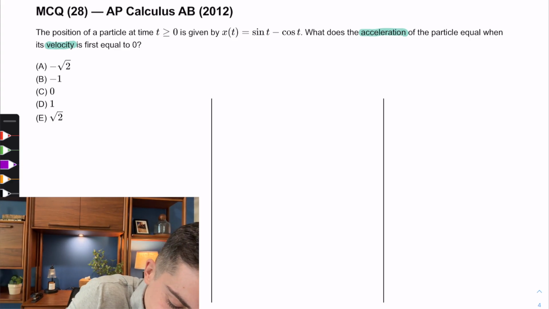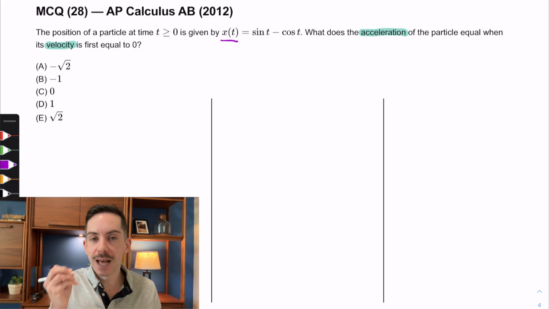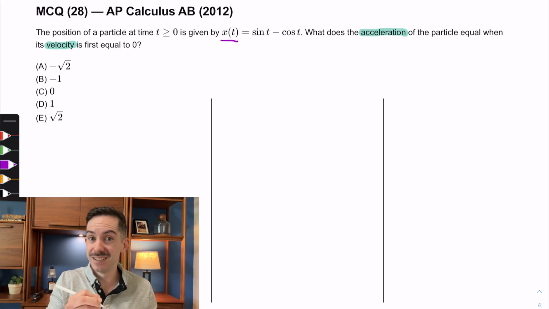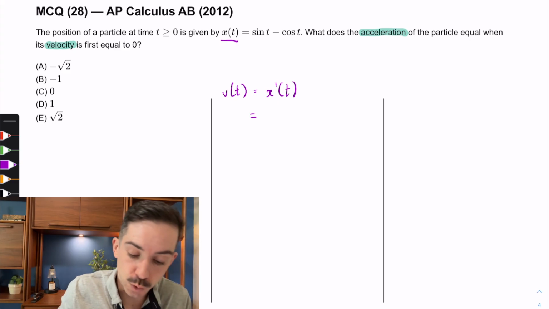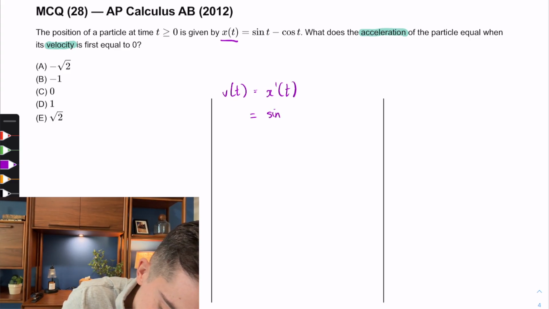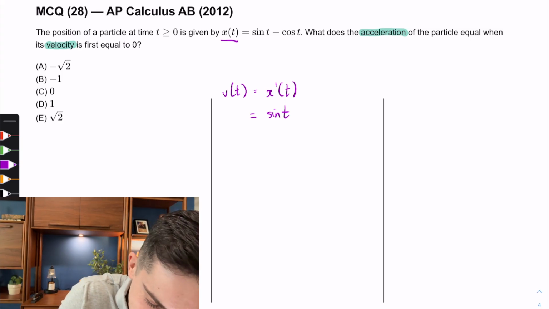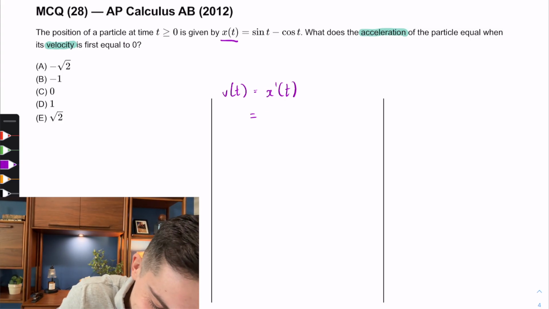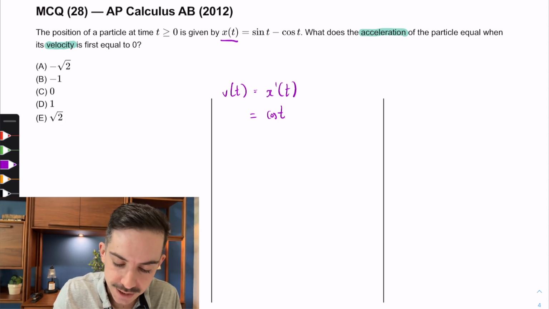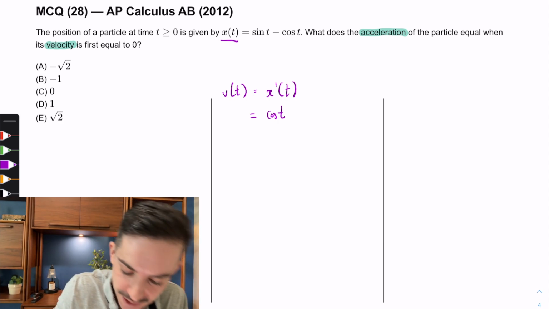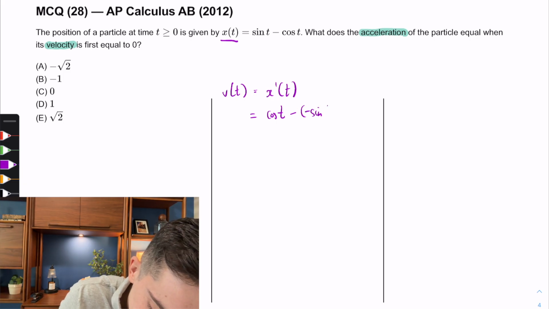I have the position function, so let's apply derivatives to figure out v of t, the velocity, and a of t, the acceleration. So my velocity, v of t, is going to be the derivative of position. So sine of t differentiates to not sine of t, that is itself. Sine of t differentiates to cosine t, and cosine of t differentiates to negative sine t.